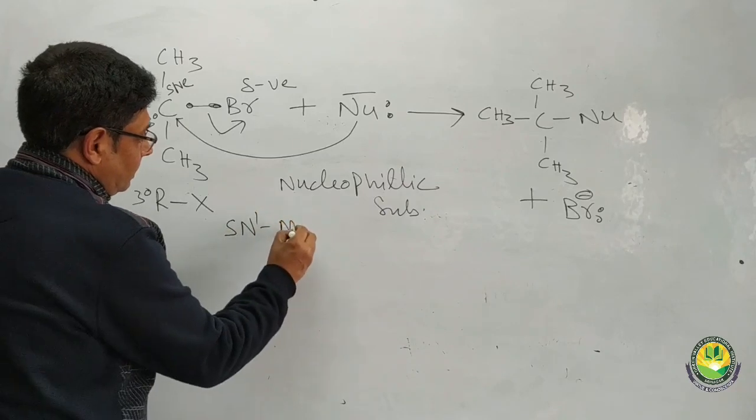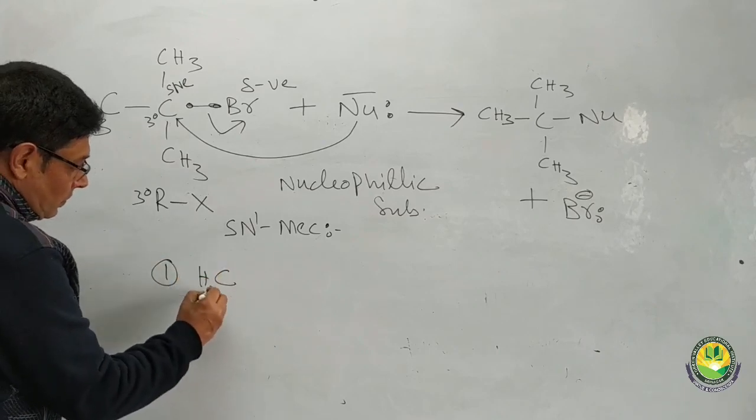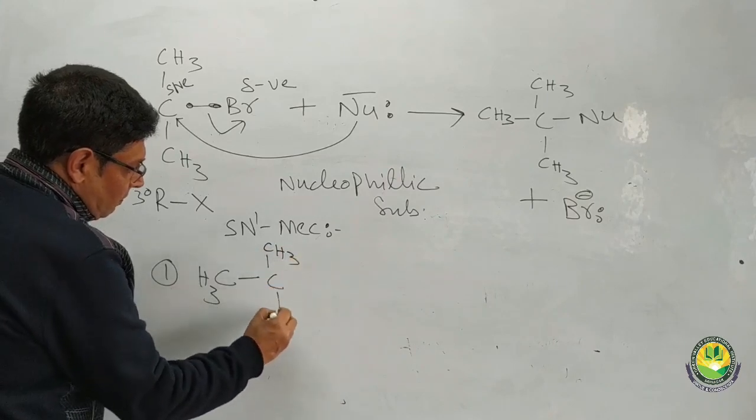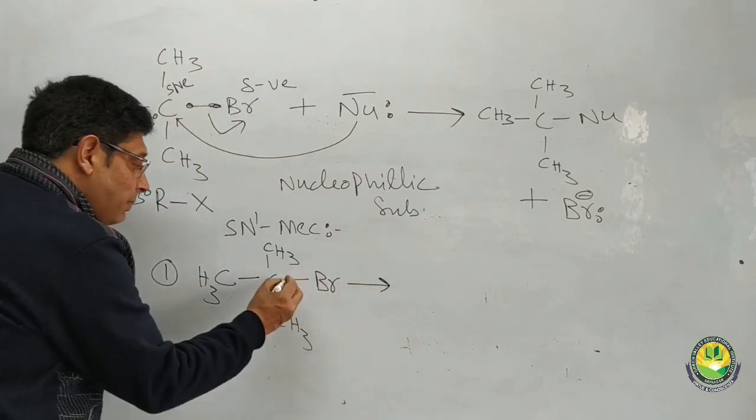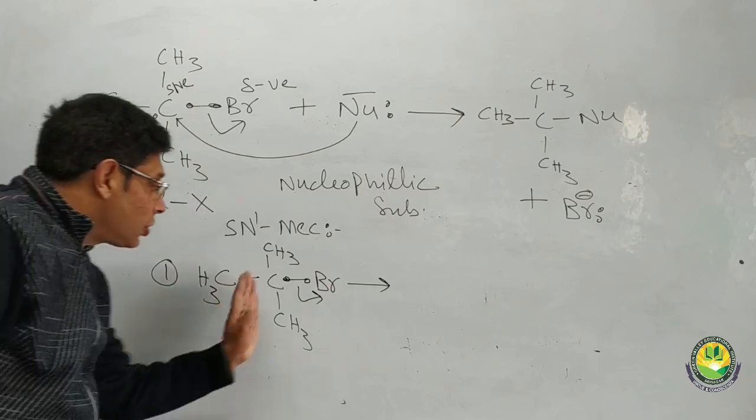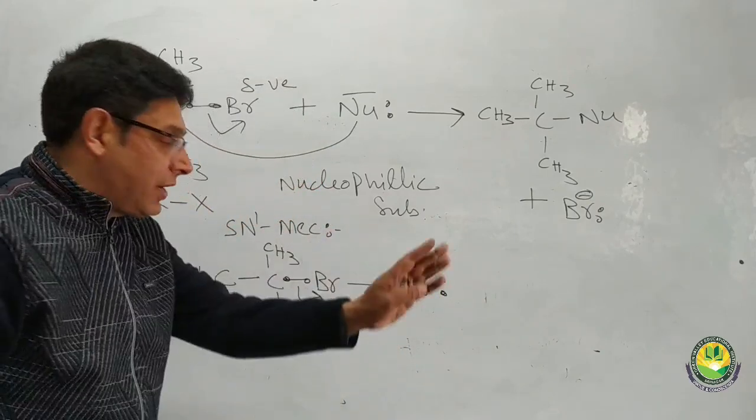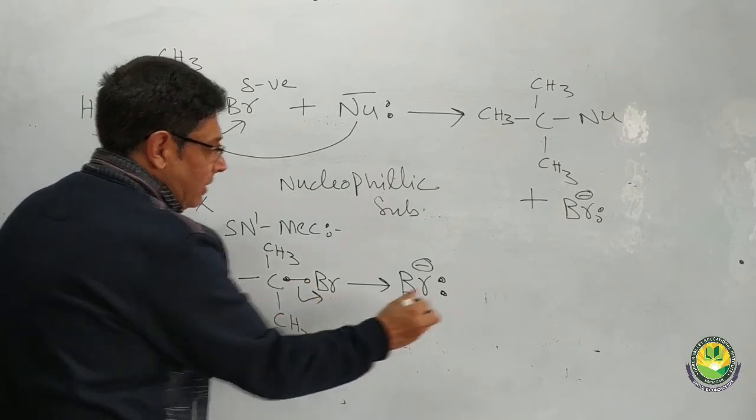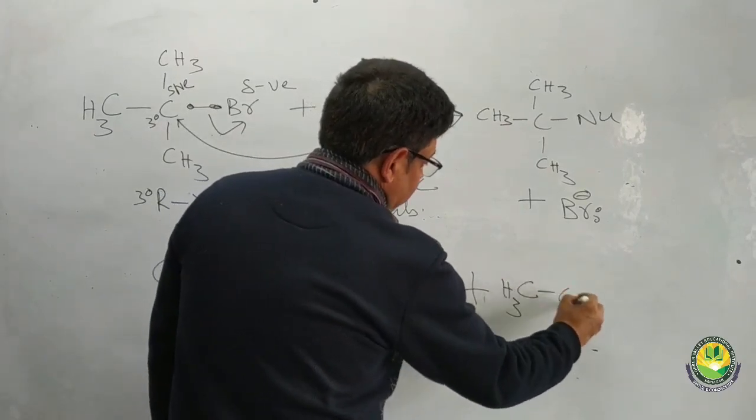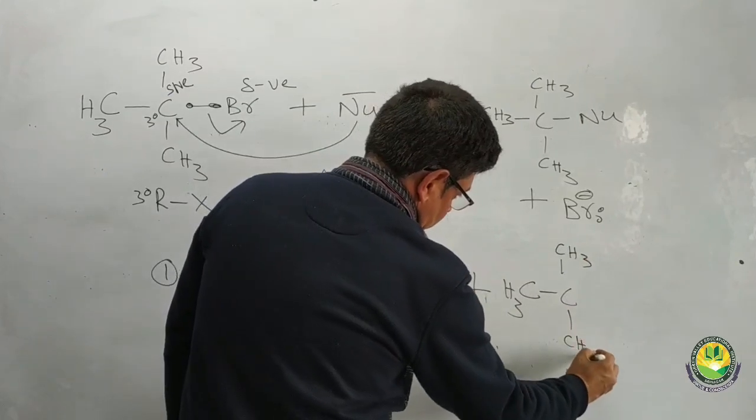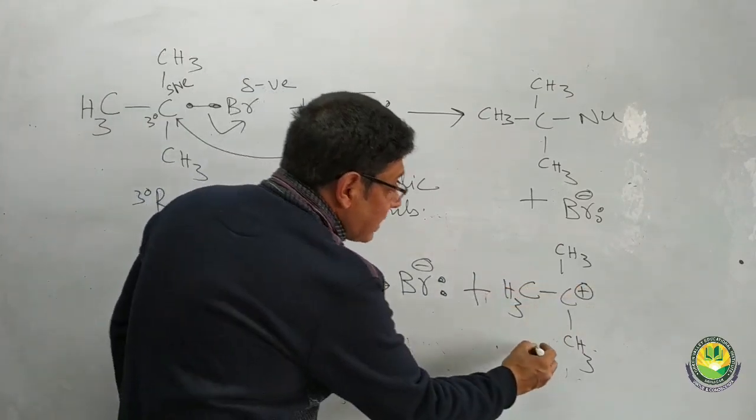SN1 mechanism. The first step is this. Carbon bromine bond breaks, heterolytic fission takes place. Bromine leaves the compound along with pair of electron. एक इलेक्ट्रॉन इसका अपना, एक इसने गेन किया. प्लस जब ये इलेक्ट्रॉन ब्रोमीन ने लिया, प्रोडक्ट इज दिस. इलेक्ट्रॉन ब्रोमीन ने लिया, कार्बन पर पॉजिटिव चार्ज. दिस इज कार्बोकैटाइन.